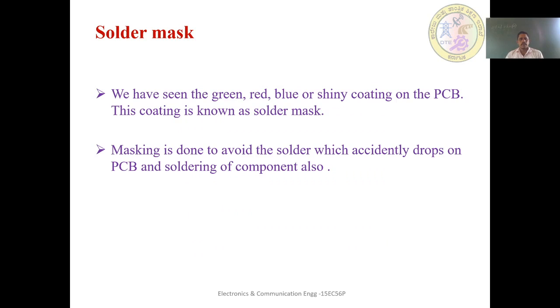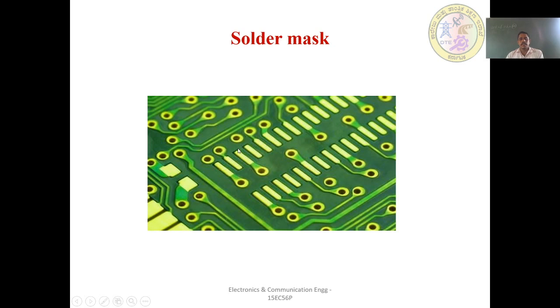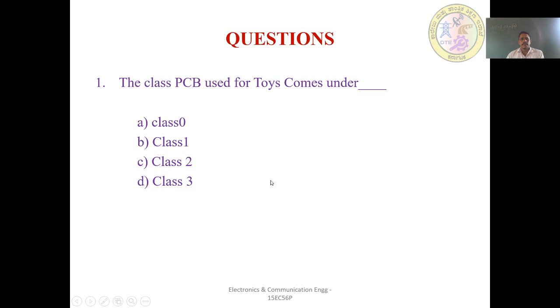Solder mask. We have seen the green, red, blue shiny coating on the PCB. This coating is known as a solder mask. Masking is done to avoid the solder which accidentally drops on the PCB, and for soldering of the component also. This diagram shows the solder mask, how it looks.